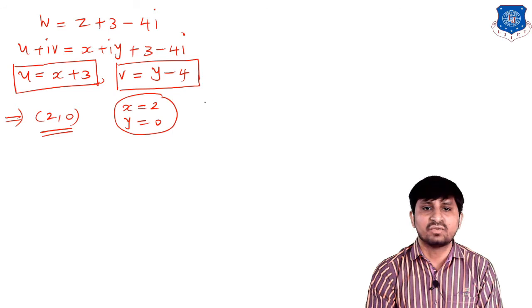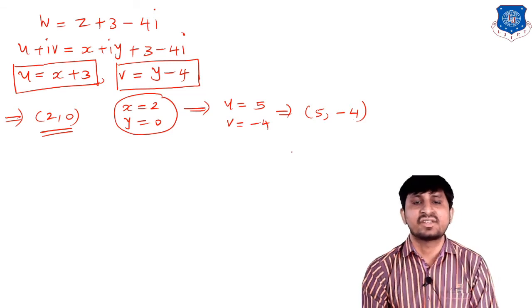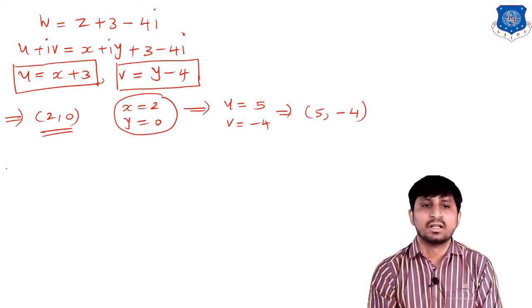So u is equal to 5. Corresponding to x equal to 2 and y equal to 0, we have u equal to 5, and what is my v? v is equal to minus 4. So this is my first point, (5, -4). Write this down properly in the examination: the image of (2, 0) under the transformation W equal to Z plus 3 minus 4i is (5, -4).